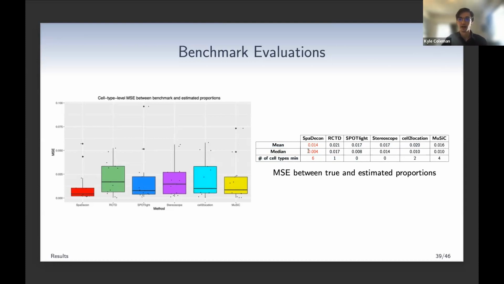The median for the SpaDecon MSE was also the lowest at 0.004. The next lowest was Spotlight at 0.008. And the last row shows the number of cell types for which that method's MSE was the minimum across all methods. So basically the number of cell types for which that method outperformed all other methods. And for SpaDecon, that number was 6, compared to 1 for RCTD, 0 for Spotlight, 0 for stereoscope, and then 2 and 4 for cell2location and MUSIC, respectively. So when looking at cell type level MSE, it's clear that SpaDecon outperformed all other methods on this data set.